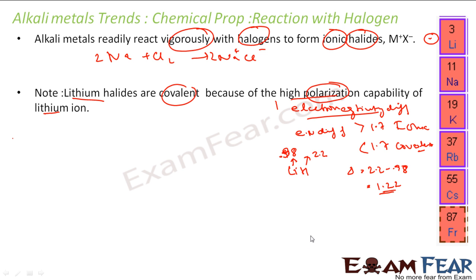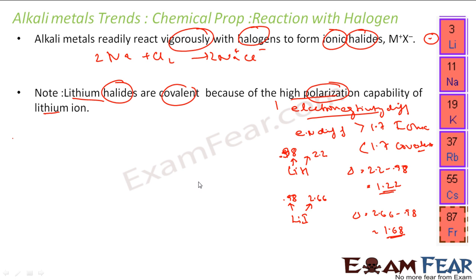But we can take some other example also, lithium iodide, a lithium halide, right? For lithium it is again 0.98, and for iodine it is 2.66. You see the difference, 2.66 minus 0.98, is almost 1.68. This is also less than 1.7, so it is also covalent in nature. Correct? So with this formula also we can say that lithium halides and lithium hydrides are covalent in nature.